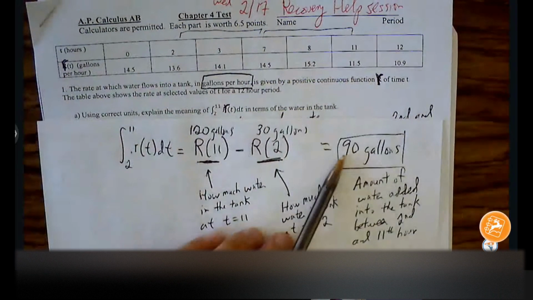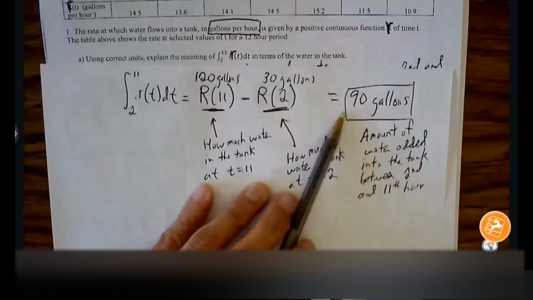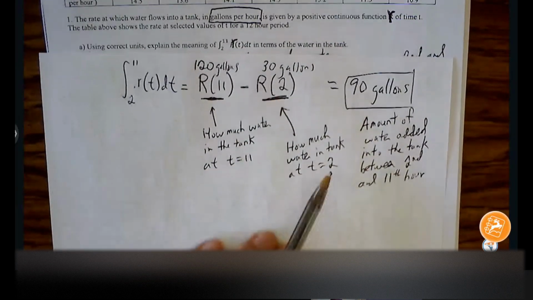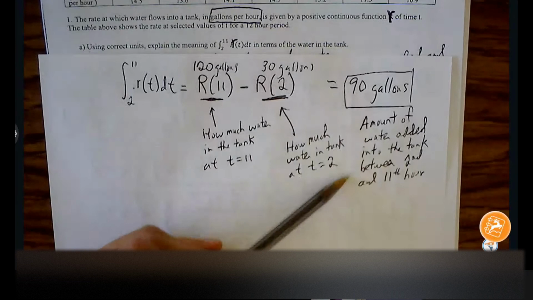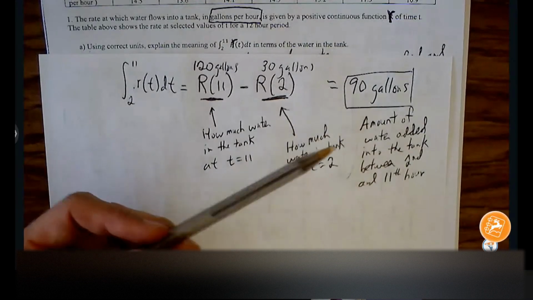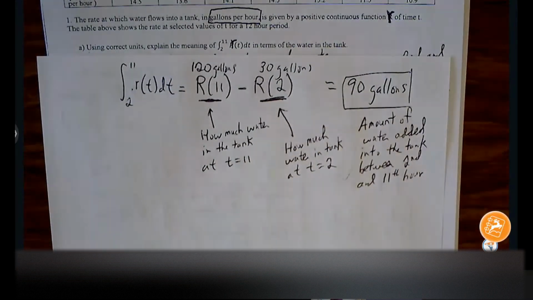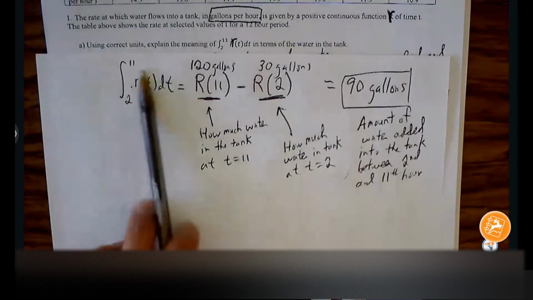Does that mean that there's 90 gallons inside the tank? That there's only 90 gallons in the tank? No. Right, there could be water in there already, but 90 gallons just tells us how much the tank gained between the 2nd and the 11th hour. That is kind of like in a certain time period, right? Right. It's a certain time period.